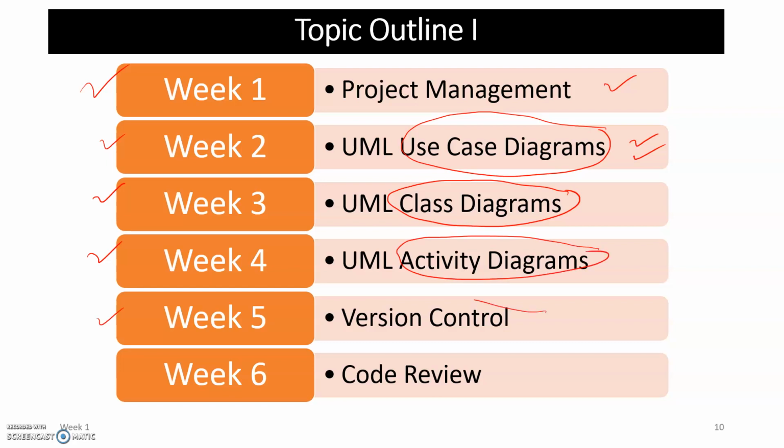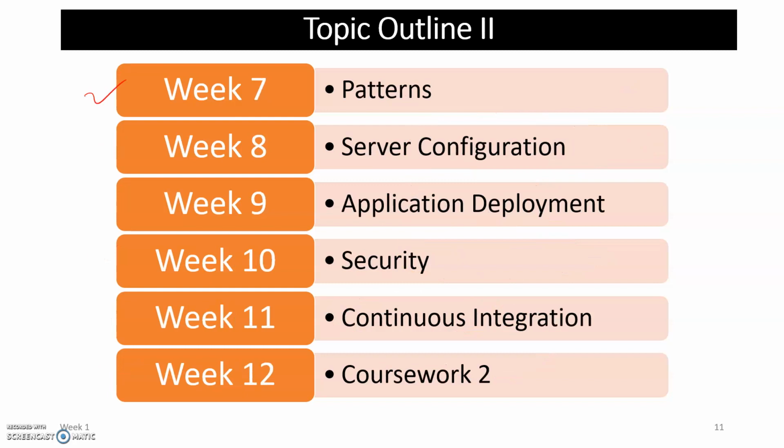In week number 5, version control for the code management and for development of the application from the repository. Then code review will be covered in week number 6. Week number 7 is for software patterns. Week number 8 is for server configuration. Week number 9, application deployment. So once the application will be ready in week number 8, you will be in a position to deploy your application on the server so that you can run it. Adding security in your application will be covered in week number 10, and week number 11 is dedicated for continuous integration. And week number 12, it is expected that you will submit your coursework too.